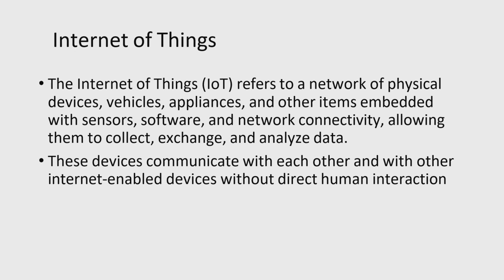So Internet of Things refers to a network of physical devices, vehicles, appliances and other items embedded with sensors, software and network connectivity, allowing them to collect, exchange and analyze data. These devices communicate with each other and with other internet enabled devices without direct human interaction.